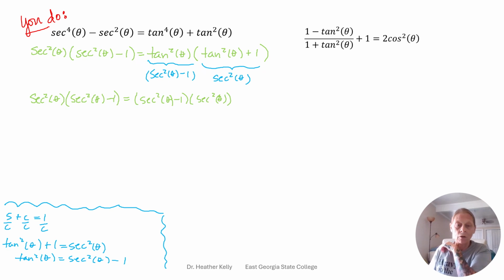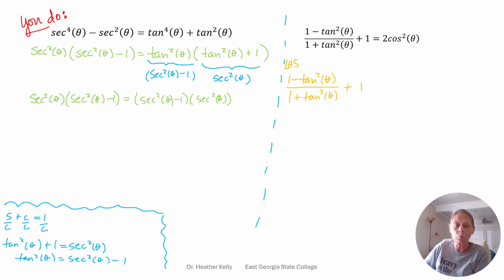Okay, cool. All right, so let's move on to this one. Now this one's a little right-hand side, left-hand side thing, because notice we don't have a fraction equal to a fraction, but we do have these two fractions added together here. So I'm going to work with the left-hand side, which is 1 minus tan squared theta over 1 plus tan squared theta. And that fraction is added to 1. So I'm going to put these guys together.